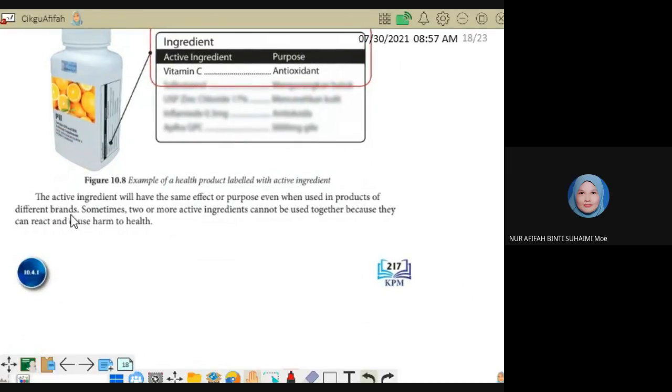Active ingredient will have the same effect or purpose even if it's a different brand. Walaupun brand dia lain-lain, as long as the active ingredient is the same, so dia punya effect pun akan samalah.